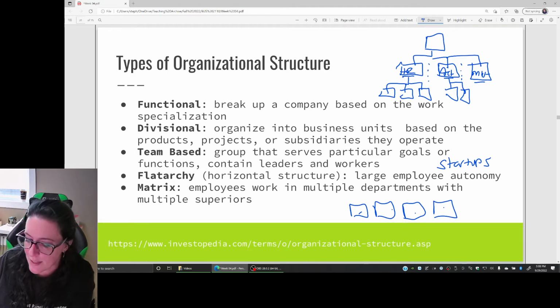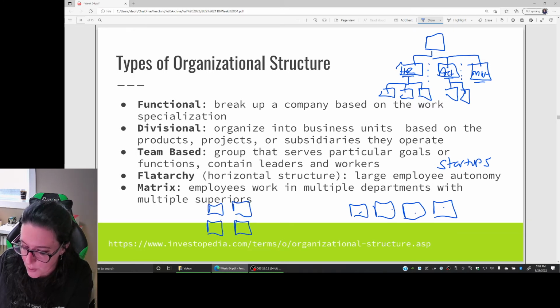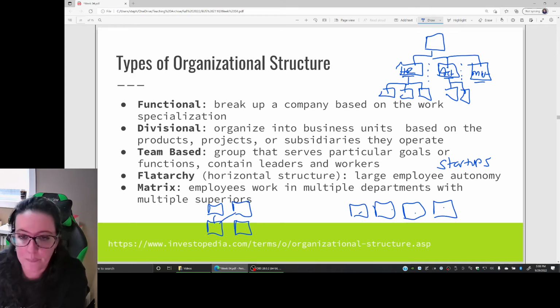Another type of organizational structure is a matrix. So in a matrix, you have a person reporting to multiple people. This might be used when you have people working on projects, so they report to one person on one project and someone else on another project.